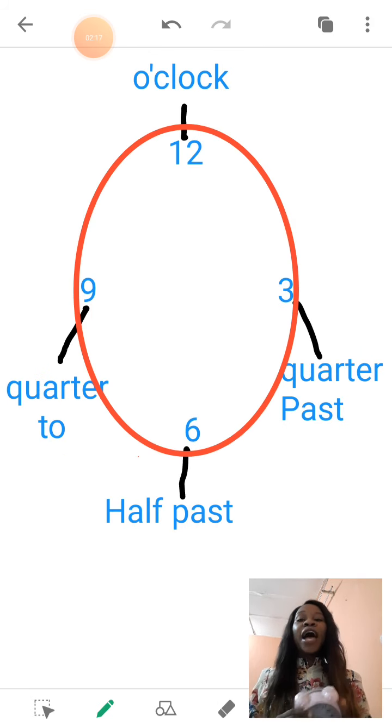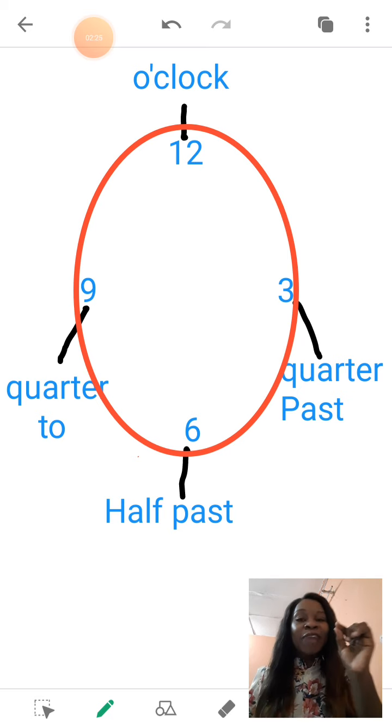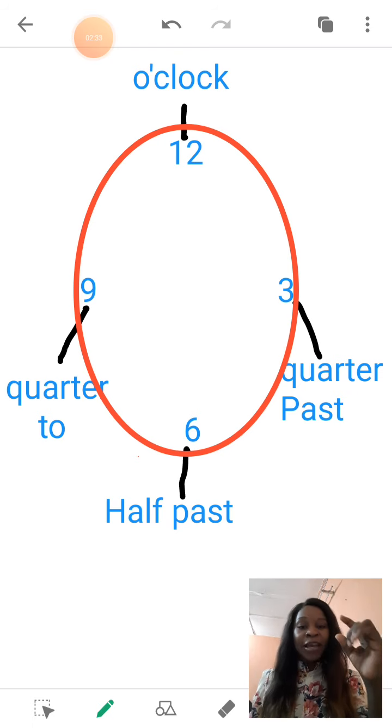Now, we want to interpret the meaning of the o'clock, the quarter past, the quarter to, and the half past. Remember the longer hand is the minute hand. The shortest hand is the hour hand. The fastest hand, which is usually red, depending on the clock, is the second hand. Now, for the minute hand, in an analog clock, you must first of all identify the minute hand.